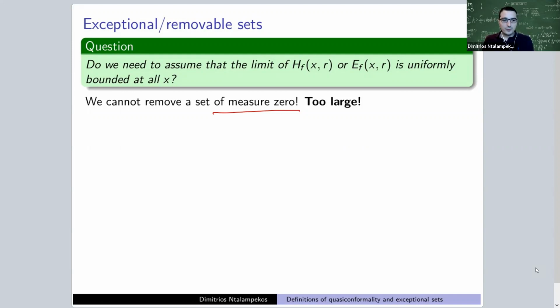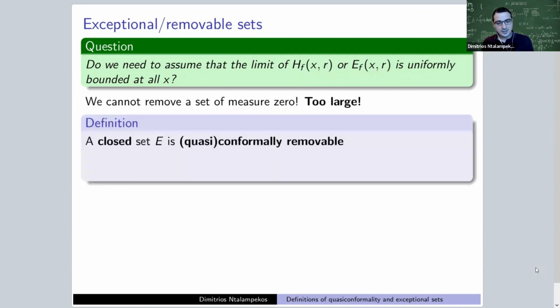Now, let me give you the formal definition of an exceptional or a removable set. Of course, you can take this as the formal definition, namely, require that, let's say, EF of x, comma r is uniformly bounded as r goes to 0 for every x except for a set E. But let me give you the definition for closed sets because it's a bit easier.